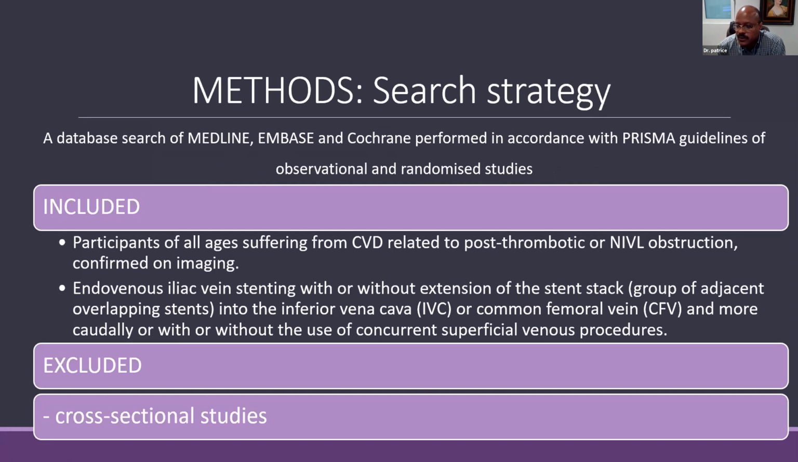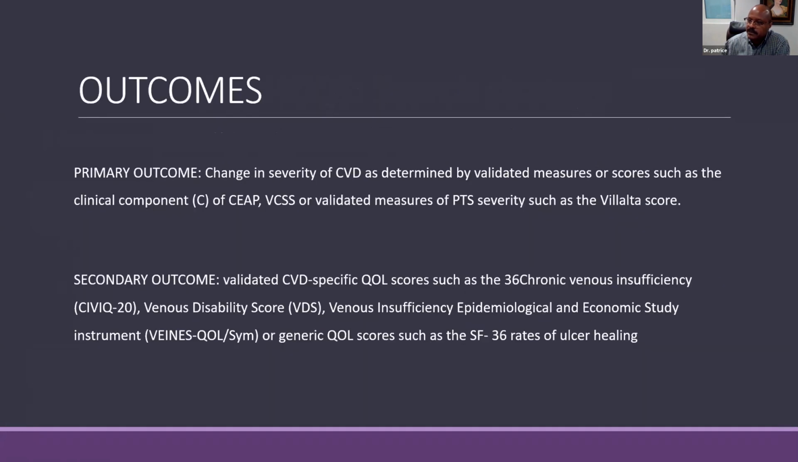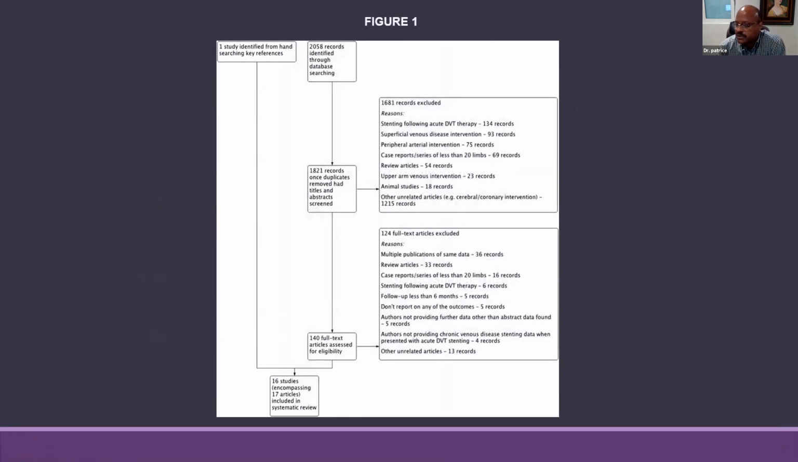Here they excluded all cross-sectional studies. They included all participants of all ages suffering from CVD related to post-thrombotic or iliac vein obstructions confirmed on imaging. The primary outcome was a change in severity in CVD, and the severity outcome was validated with a quality of life score. And this is quite a flow chart, which helps you to really appreciate it. Initially, there were 2,058 records, and only 16 studies were included in the systematic review.